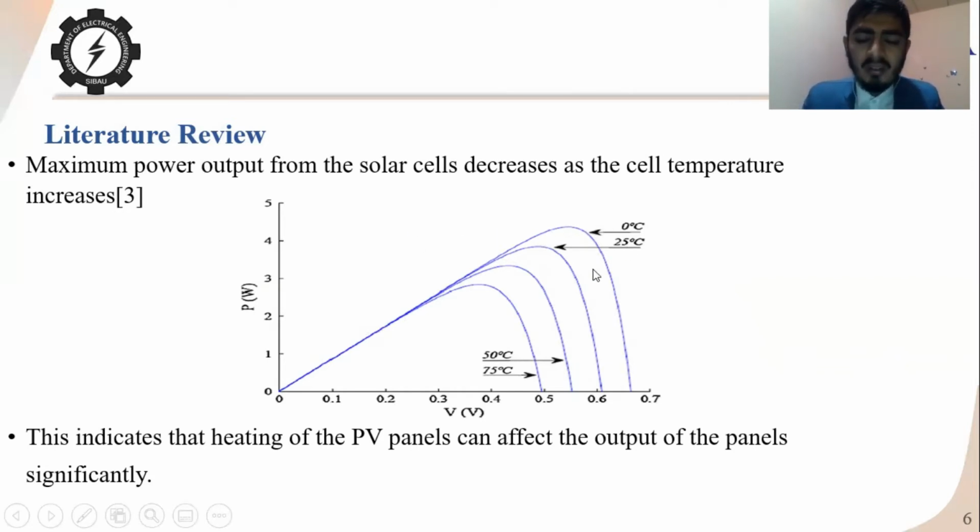And whenever the temperature is increased, the maximum power is decreased. And whenever the temperature is increased up to 50 degrees centigrade, we have less maximum power. And whenever the temperature is highest, up to 75 degrees centigrade, we are getting very low maximum power. So this indicates that the heating of the PV panel can also affect the output of the PV panel significantly.